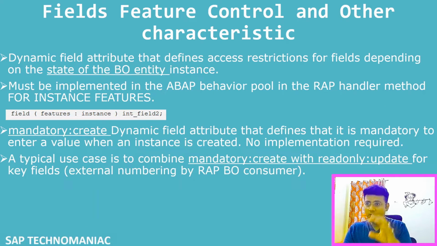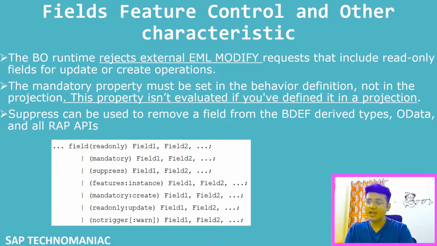Now we will discuss the dynamic way. These three are the static way: read only, mandatory and suppress. Once we define that in the behavior definition, it will be applicable every time we execute that BO. But some fields I want to disable or enable conditionally. For example, I want to make some field mandatory during create, and I want to make some field read only during update.